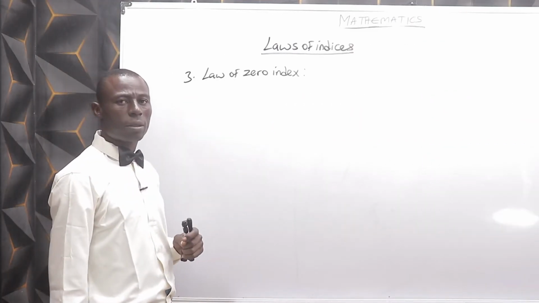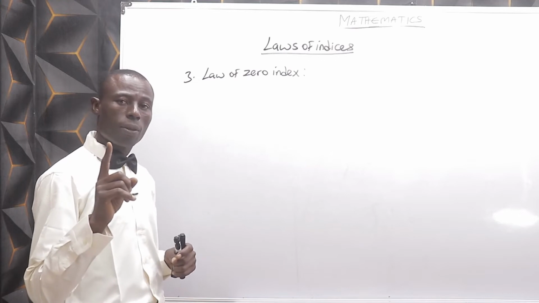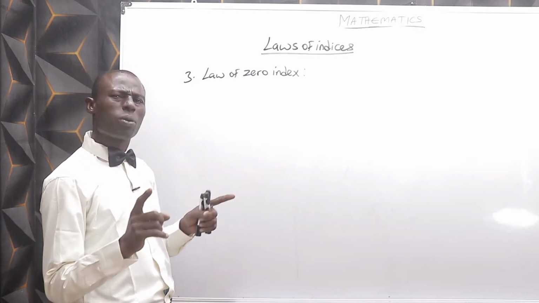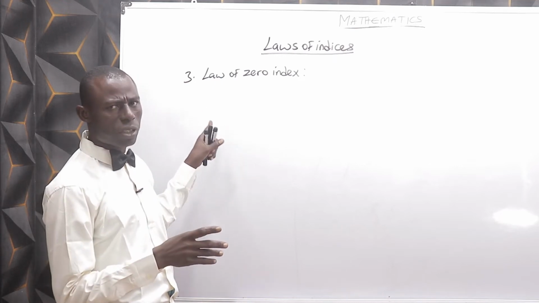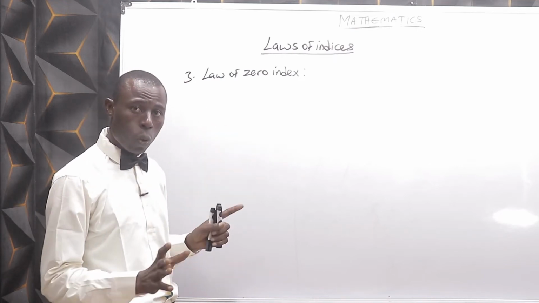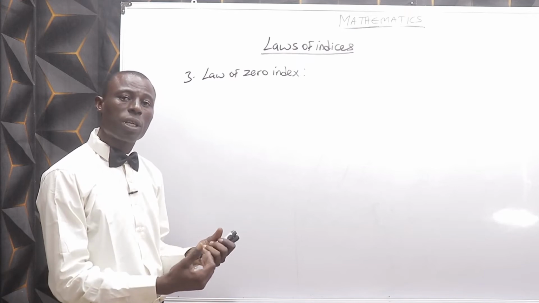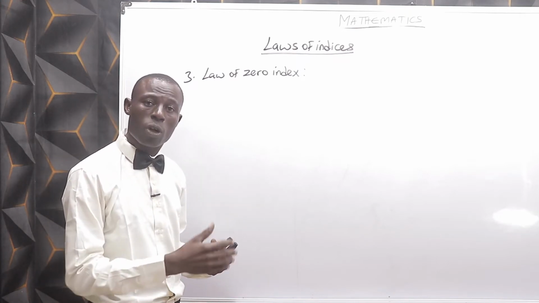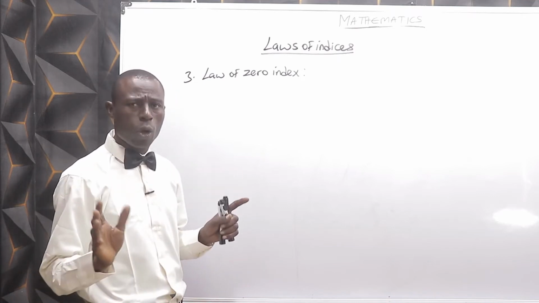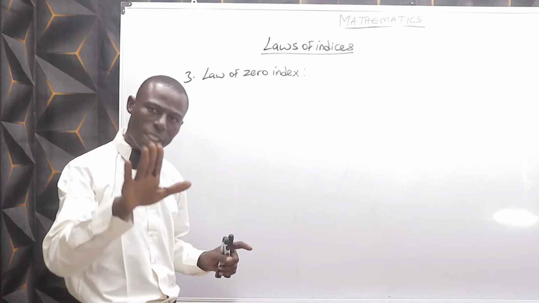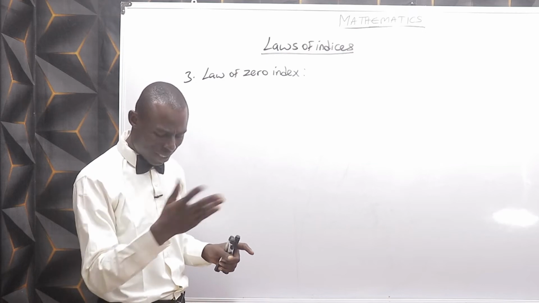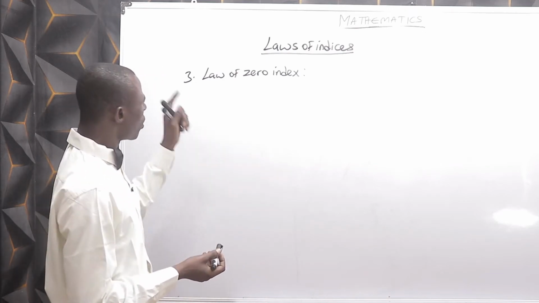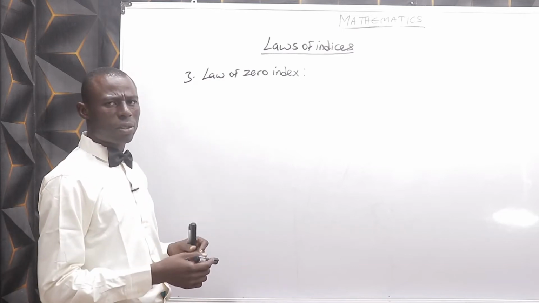Law number 3. Don't think in a way that always laws must be arranged as I arrange it for you. No. What I take to be law number 1 in my own class may be law number 3 of another person. What is important is you knowing the laws, not their arrangements. So, law number 3, law of zero index.